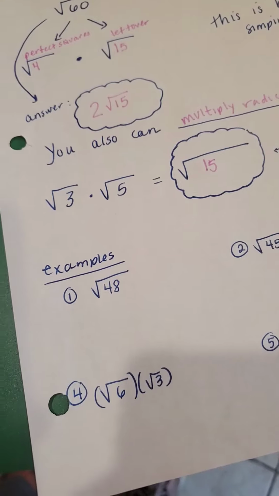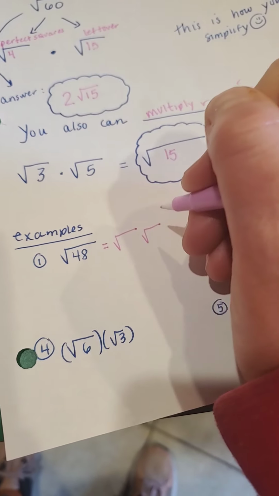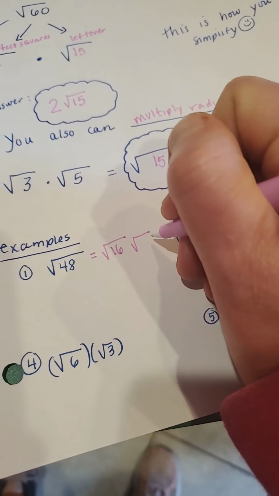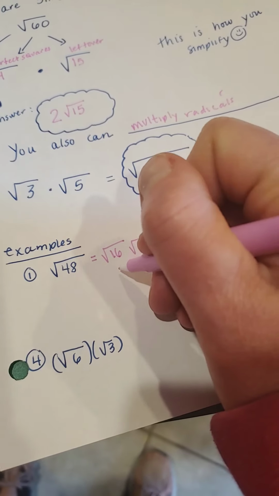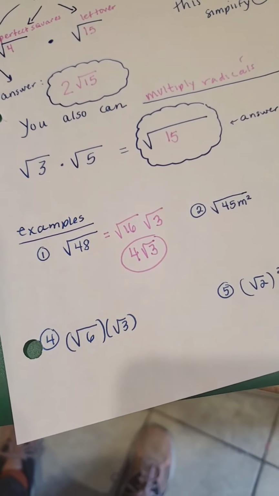So for example 1, it says the square root of 48. So I'm looking for the biggest perfect square that goes into 48, which Mrs. Collins knows is square root of 16, and it goes in 3 times. Square root of 16 is 4, so you get 4 radical 3.